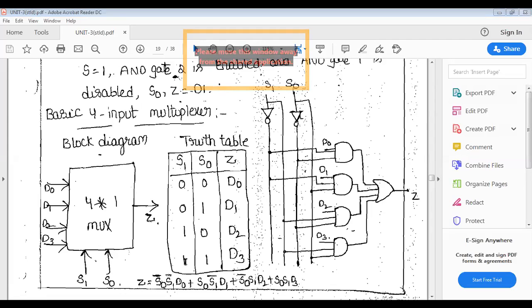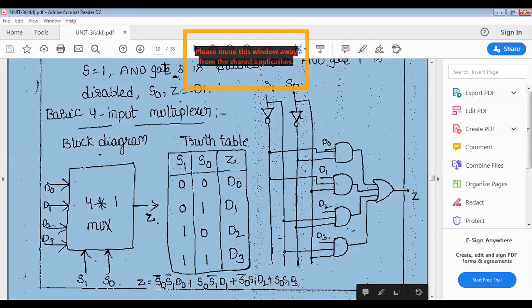Okay. And now the last one, it is 1, 1. 1, 1 is the binary of decimal 3. So when I am selecting S0 and S1 both as ones, whatever the data is there in D3, that will appear at the output side. Means data selector. Another name of the multiplexer is a data selector. Okay.